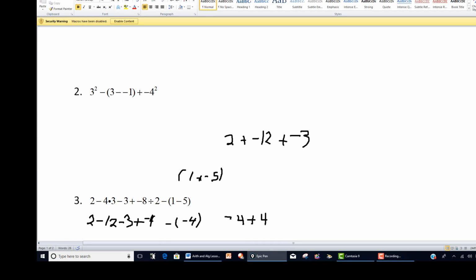Okay, so all I've got is this up here. So I got 2 plus a negative 12. Okay, so we subtract 2 from 12, take the sign of the larger number, disregarding the sign, so it becomes negative 10 plus a negative 3. Negative 10 and a negative 3 is a negative 13. And that's your answer for that one.